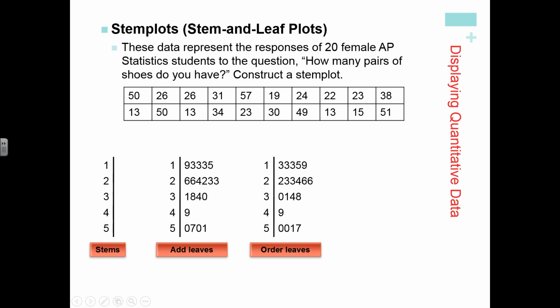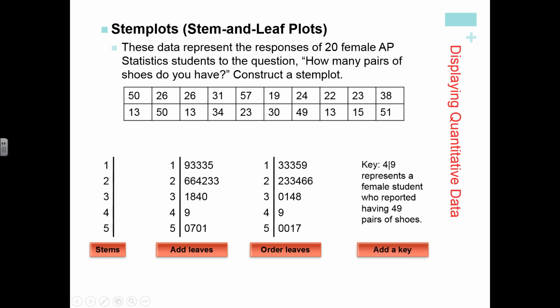Now we know that's what it represents, but the reader or the audience that you're presenting this to wouldn't necessarily know what that means. So you want to include a key to say something like 4|9 represents 49 pairs of shoes, so that people know what you're talking about. Because again, it doesn't necessarily have to mean 49. It could have meant 4.9, or it could have been 4,000. It could have been anything. And so you want to be really clear by providing your key.